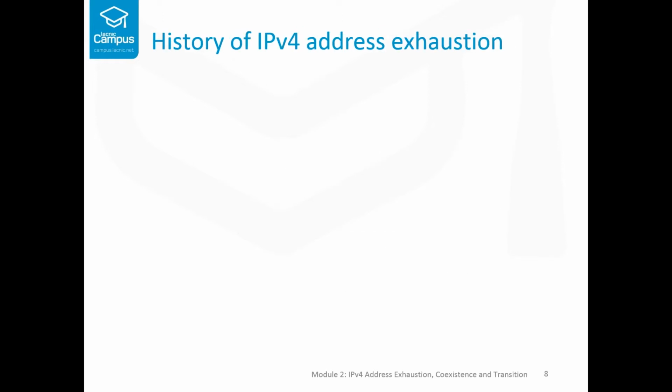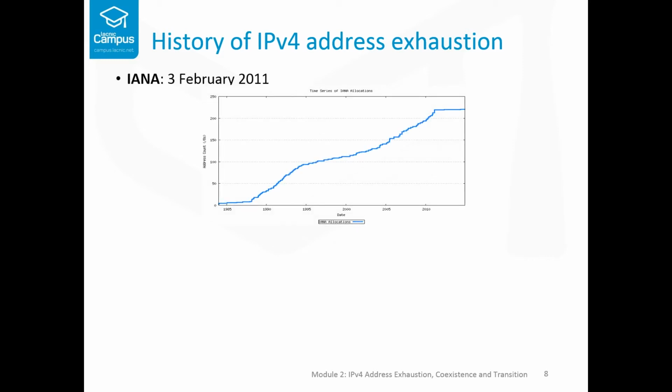History of IPv4 address exhaustion. In recent years, we have witnessed the gradual exhaustion of IPv4 addresses at various levels of the hierarchy. First, the IANA's address pool was exhausted on February 3, 2011, when the organization allocated its last 5 /8s, one to each RIR, an event marked by a solemn ceremony that was streamed live.